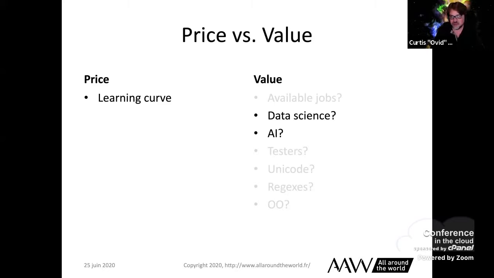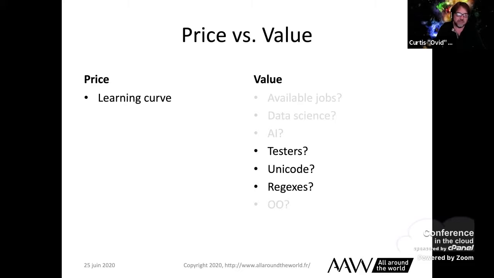There's the CPAN testers framework, which is phenomenal. We've got excellent Unicode support. We have the best regex engine available out there. But these are all marginal value things. People don't go into a language generally because it's got a bunch of automated testers or because it's got great regex support. Instead, they go into a language because it provides them with some sort of value that they really, really appreciate.